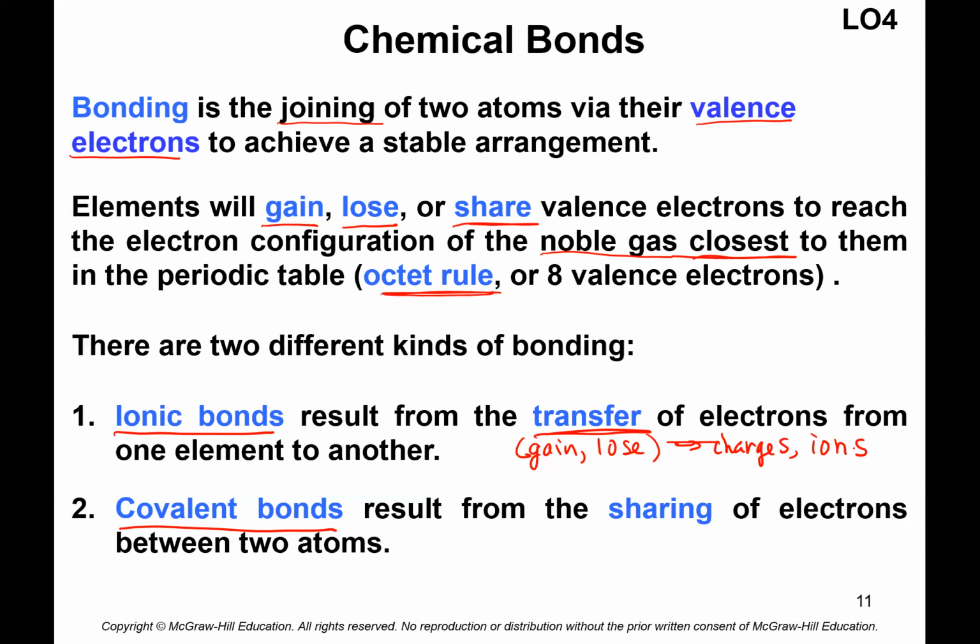For covalent bonding, that is the result of sharing electrons. Because you're not giving up an electron, which has a negative charge, or gaining an electron, which has a negative charge, in covalent bonding we are just sharing the electrons. That means no charges are generated. So the sharing of electrons is not going to generate a charge.